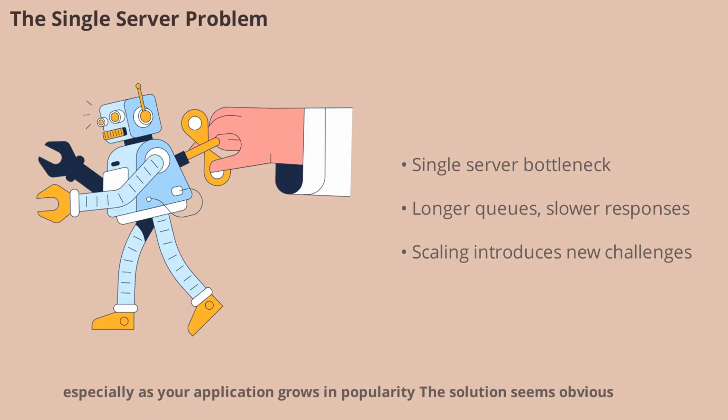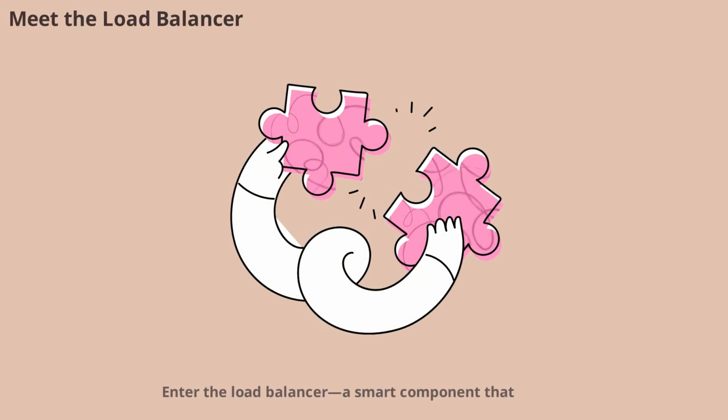The solution seems obvious: add more servers. But as soon as you do, a new challenge appears. How do you decide which server should handle each new request? This is not just a technical question, it's a queuing theory problem at its core. Enter the load balancer, a smart component that sits between your users and your servers.